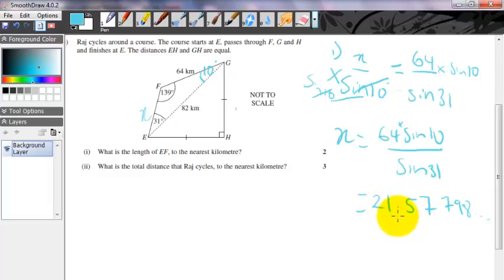0.5, does it take my 1 up or does it leave it the same? No, it goes up. It goes up to 22 kilometers. Done.